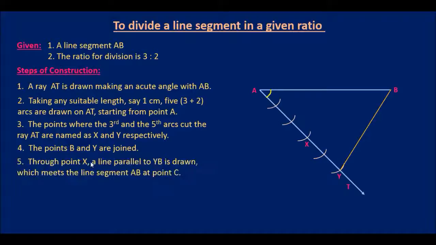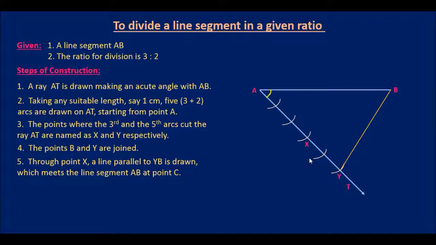Next, through point X, that is this point, a line parallel to YB is drawn. YB is this line. A line parallel to YB is drawn through this point X, which meets the line segment AB at point C. So C will be somewhere over here, and that line XC will be parallel to this line YB.